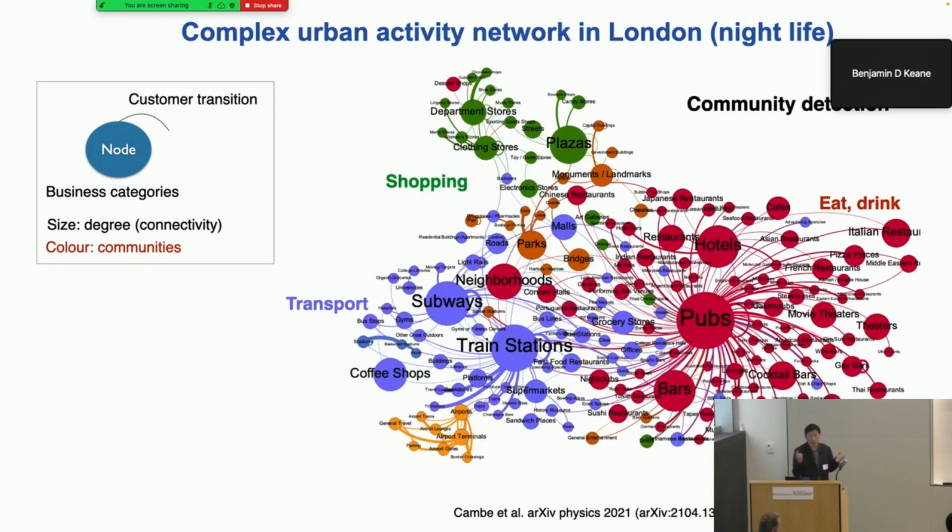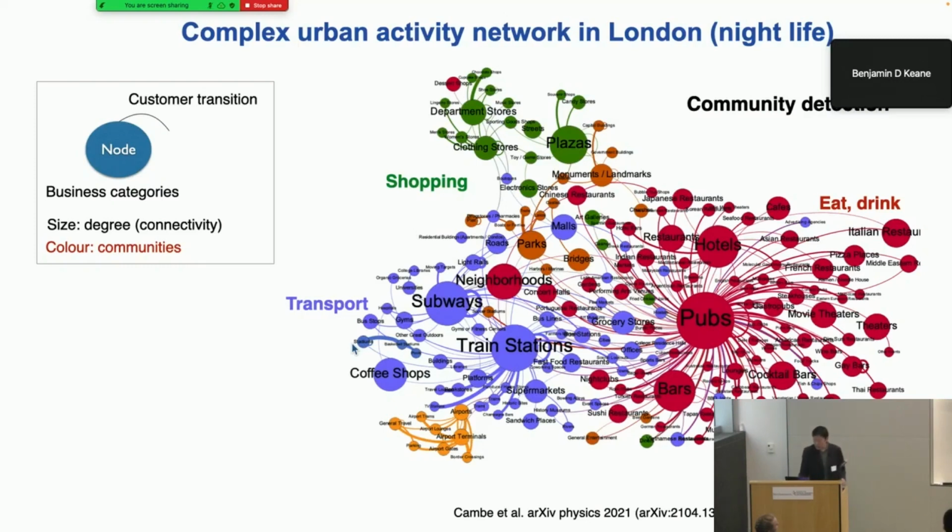Nowadays, everybody has a mobile phone, so there is rich information about people moving around. This is a complex urban activity network in London, with people moving around. Each node represents a customer business type, which is prior knowledge, and the size represents how many times people go back and forth. The color is determined by the computer, by community detection.